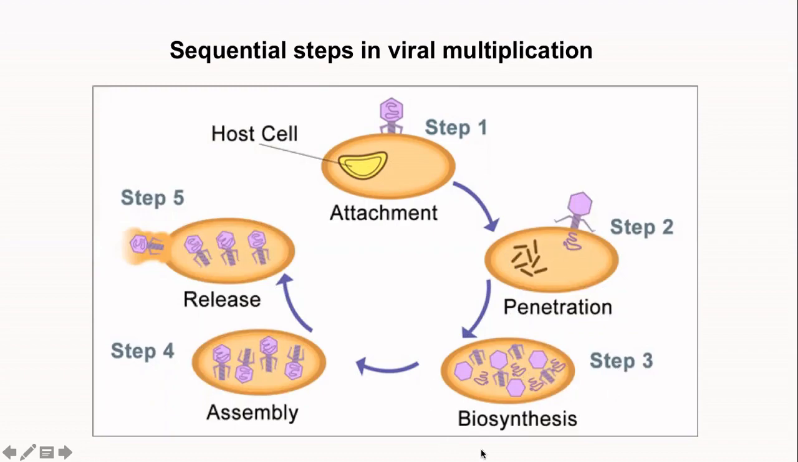In the third step, biosynthesis takes place. That means the viral particles are being synthesized. It includes replication of the genetic material of the virus as well as the production of the protein coat or the capsid. And in the fourth step, assembly takes place. That means the genetic material is packed inside the capsids and the virions are getting ready. And the final step is it kills the bacterial host cell and releases itself out into the world. So let's discuss it a little further.